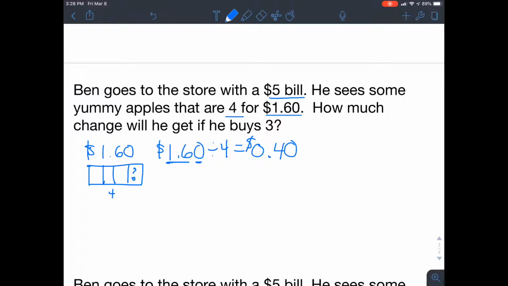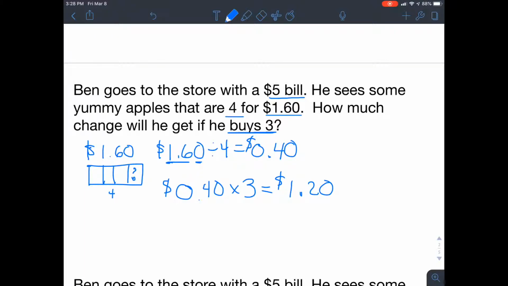Now I can find out how much it will cost to get 3 apples, because right here it says he buys 3. So I do 40 cents. Whoops, I just did dollars there. Let's try it again. I can do 40 cents times 3. Well, 40 cents times 3 is $1.20, because I know that 3 times 4 is 12. So $1.20.